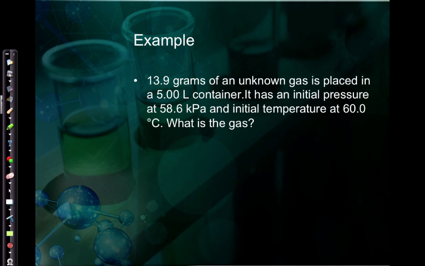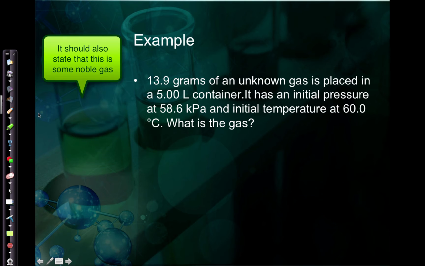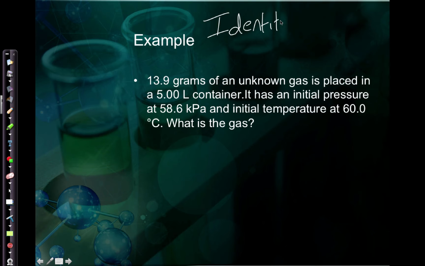It says that we have 13.9 grams of an unknown gas placed in a 5-liter container that has an initial pressure of 58.6 kilopascals and an initial temperature of 60 degrees. What is the gas? Anytime we're looking for the identity of something, one way to do it is to find out its molar mass. If you can find its molar mass, that's one way to identify a substance.